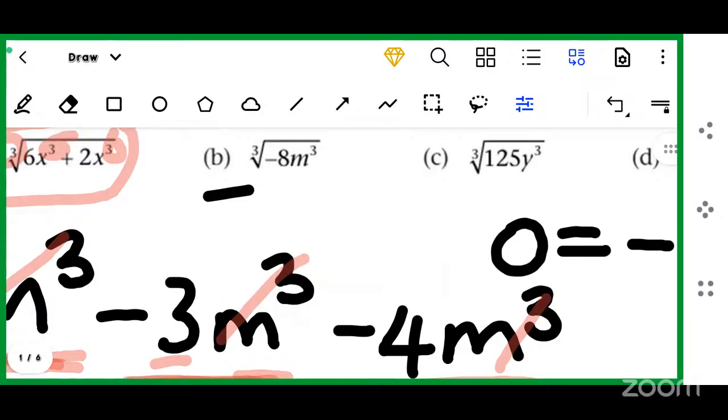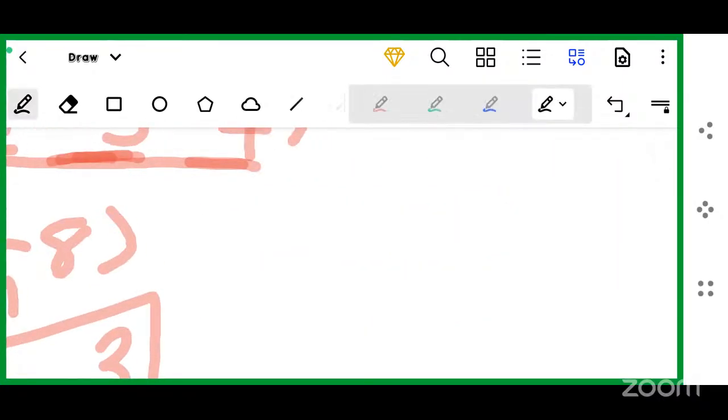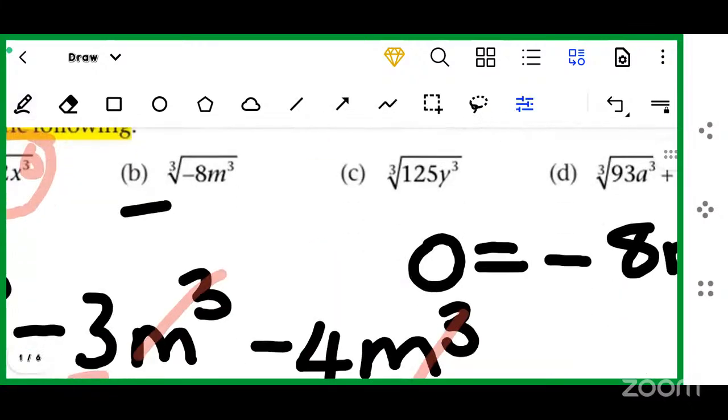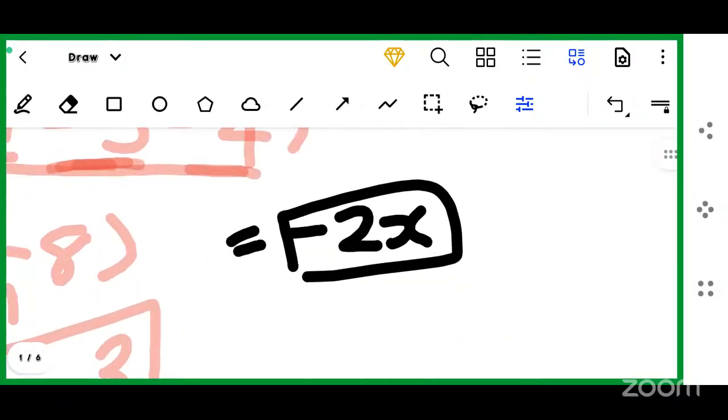So I'm supposed to run away now. Can you finish and then send it on my WhatsApp? Ma'am, I'm done. Yes, you're done. What was your final answer? Negative 2x. Let me just look at it. Okay, yes. That's very correct. I'm proud you got this correctly.